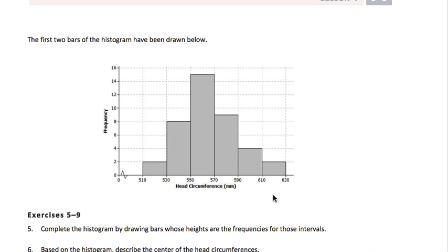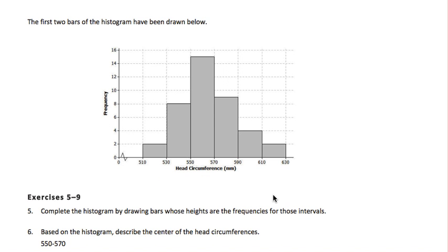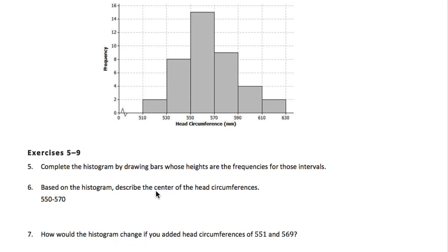So our histogram shows us graphically that the center of our data is clearly 550 to 570. And if we were to add two more measurements of 551 and 569, both of those would also fall in the center, and that would increase our table by making this center bar 2 more units high.